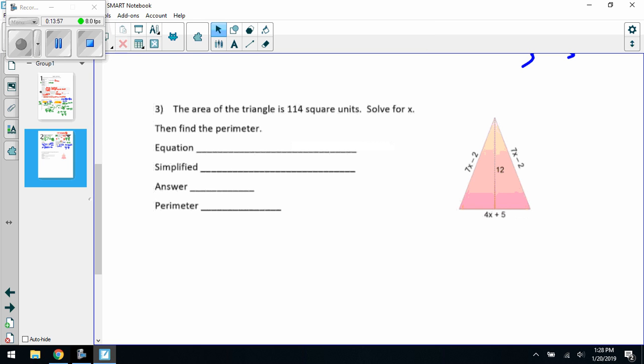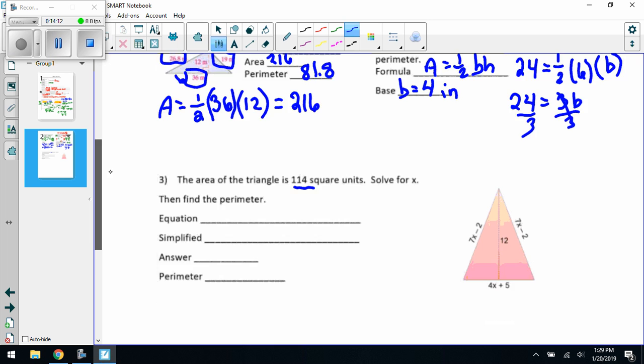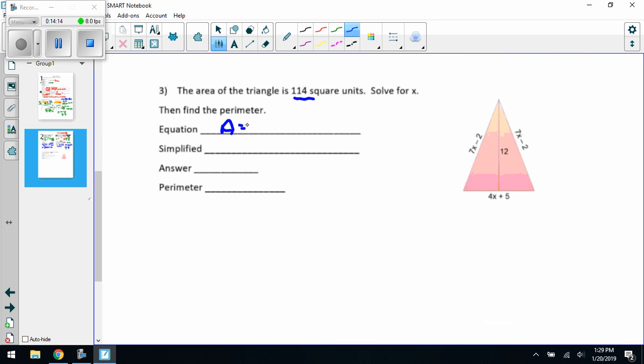Last example, the area of the triangle to the right is 114 square units. So let's underline again what's important. You're going to solve for x, then find the perimeter. So again, the equation, you go back to the 2 examples we did. Area is 1/2 base times height. So let's plug in what we know. We know that the area is 114. 1/2 is always 1/2.